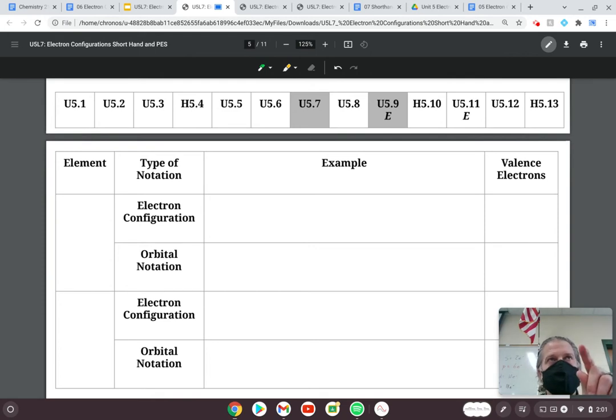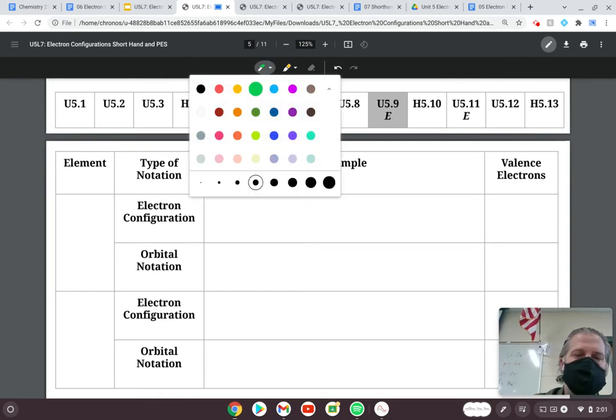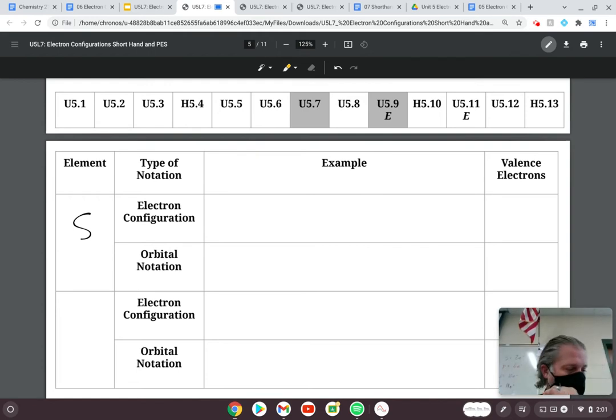So let's say you had an element like potassium. Could you go bracket argon bracket, and then 3s2? Close. The question was, could you do potassium bracket argon bracket 4s2? It wouldn't be 4s2, it would be 4s1 for potassium, which is K. Oh yeah, my bad.